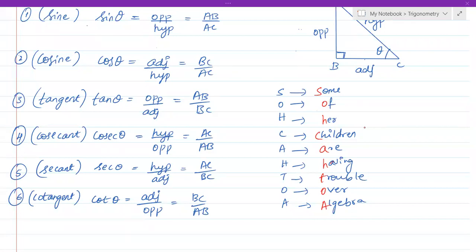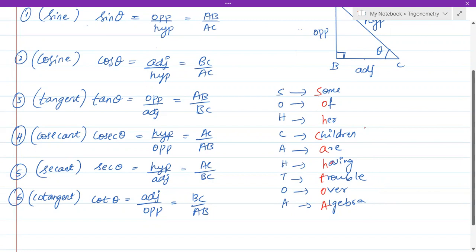So SOH. S stands for sine, O stands for opposite, H stands for hypotenuse. So sine is opposite by hypotenuse. So C, children are having, CAH. C stands for cosine, A stands for adjacent, H stands for hypotenuse. TOA. T stands for tan, O is for opposite, A is for adjacent. This is a small technique to remember it. I hope it will be useful.